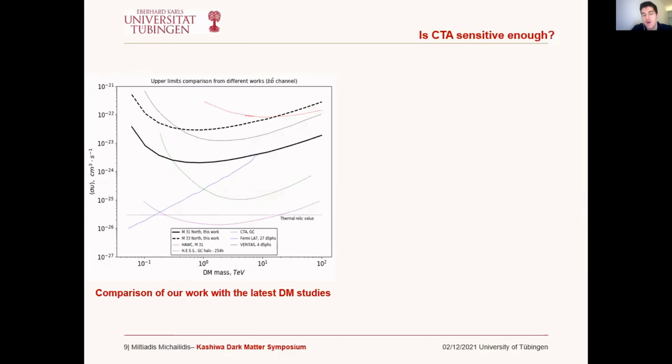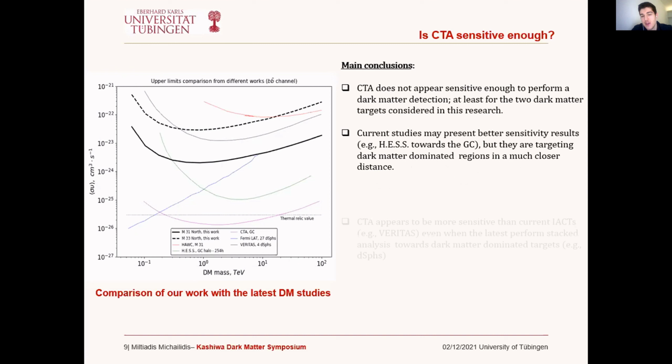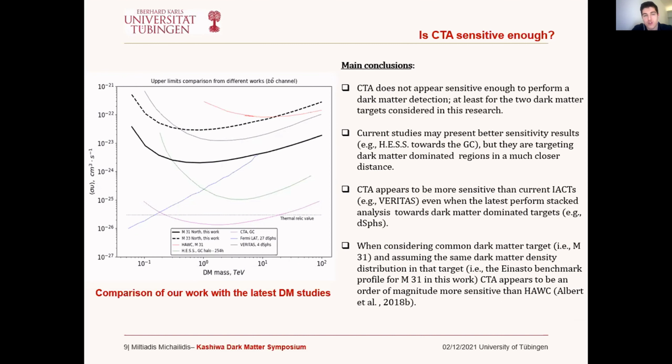So we compare our results with different search results. With the black solid line, you can find upper limits results for the case of M31, and with the dashed line for the case of M33 galaxies. All the others are targeting different dark matter targets, and they're considering different instruments. And the bottom line scenario here is that CTA will be even more sensitive than VERITAS, for example, towards dwarf galaxies. Of course, it appears that it will be less sensitive in comparison to HAWC, but we have to consider that we're targeting less dark matter concentrated targets at a closer distance, of course.